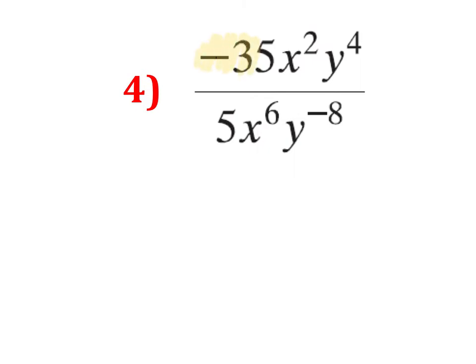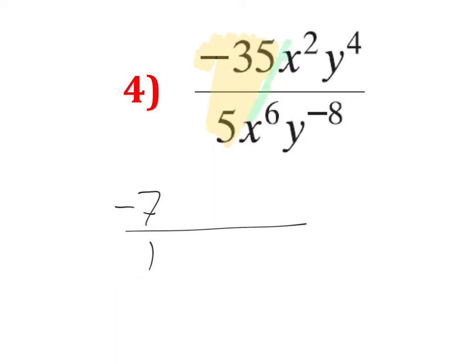Plain old numbers, so basic coefficients, will only interact with other basic coefficients. So in this case, I've got negative 35 over 5. If I think of that as a fraction, that would reduce down to negative 7 over 1. And no, you don't need to write a 1 in the bottom.